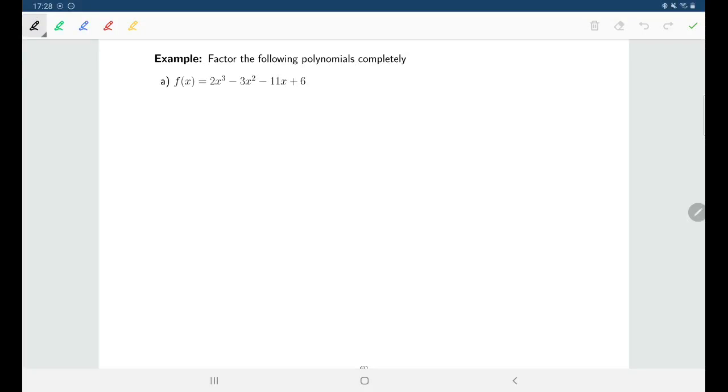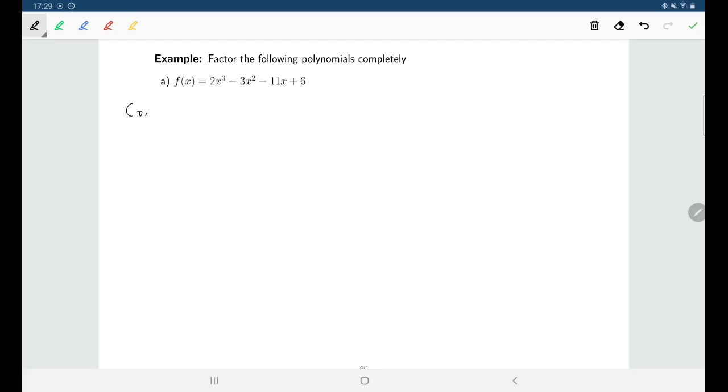Welcome back. In the last half of this lecture, we're just going to carry out some examples of factoring polynomials completely. So for this polynomial that we have, f of x, again, if we're factoring it completely, we're going to need to first generate a list of possible rational zeros, and that'll be using our rational zero theorem.